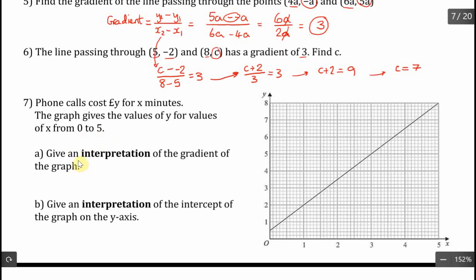So give an interpretation of the gradient of the graph. Well, it's really important that they've used this word interpretation, and that basically means a real life context of what the gradient is representing. Okay, so what does the gradient tell us about this question? Well, if that line was steeper, what would that mean about the cost? That means the cost would rise quicker for a given number of minutes. So the gradient here represents the cost per minute.